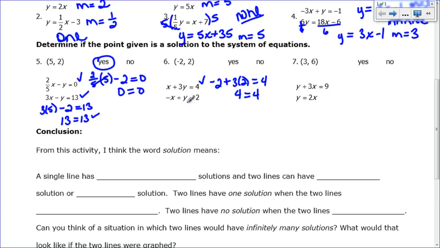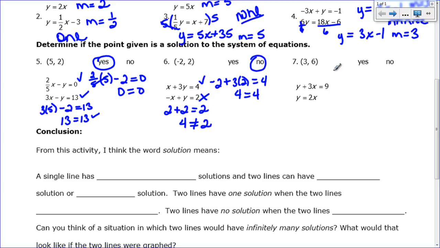Now let's check this other one. The bottom equation, my x already has a negative on it. So when I plug a negative 2 into a negative x, the two negatives cancel and make a positive. So I have 2 plus 2 has to equal 2. Well, last time I checked, 2 plus 2 was 4. And 4 does not equal 2. Since the point doesn't work for this system, it only works for one of them, not both of them, then no, it is not a solution.